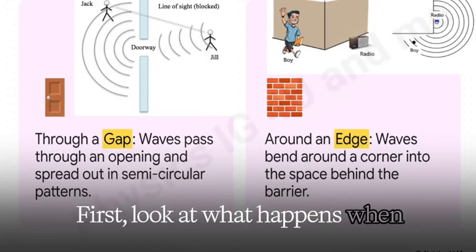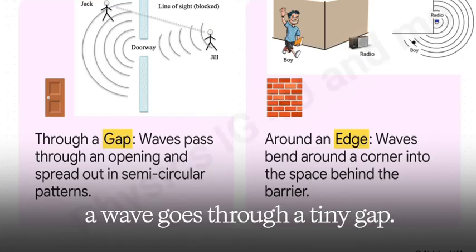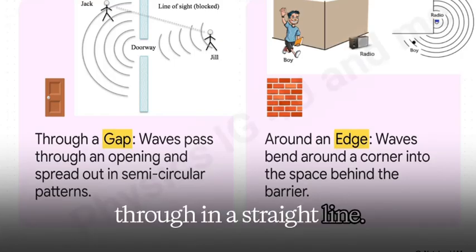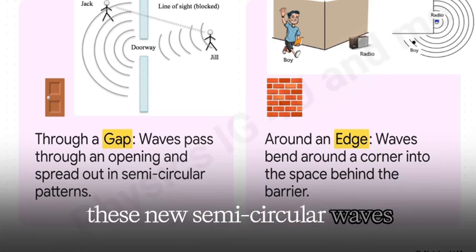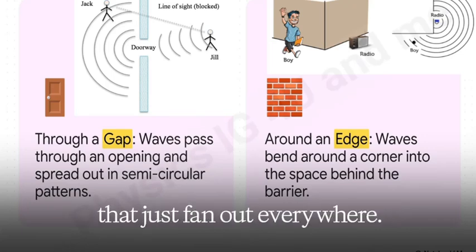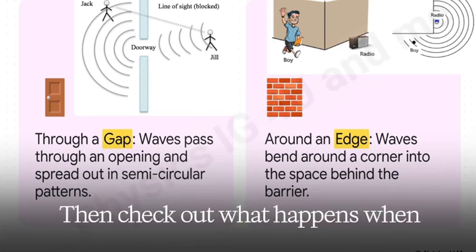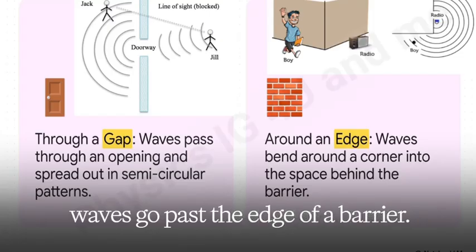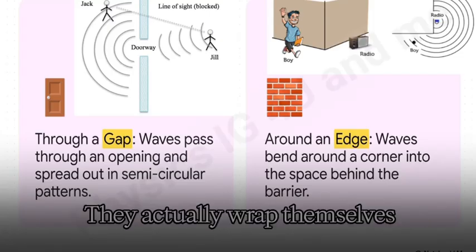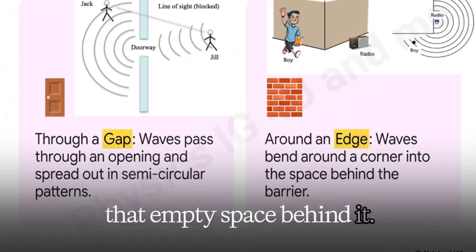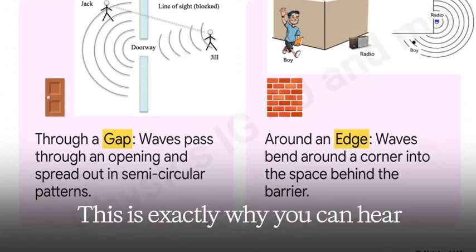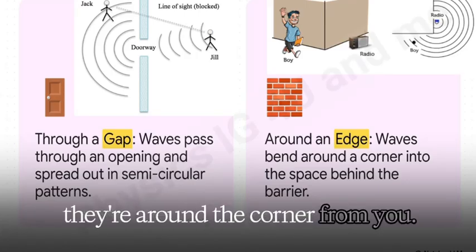First, look at what happens when a wave goes through a tiny gap. It doesn't just shoot through in a straight line. No way. It emerges on the other side as these new, semicircular waves that just fan out everywhere. Then, check out what happens when waves go past the edge of a barrier. They don't just leave a sharp shadow, they actually wrap themselves around the corner, filling in that empty space behind it. This is exactly why you can hear somebody talking even when they're around the corner from you.